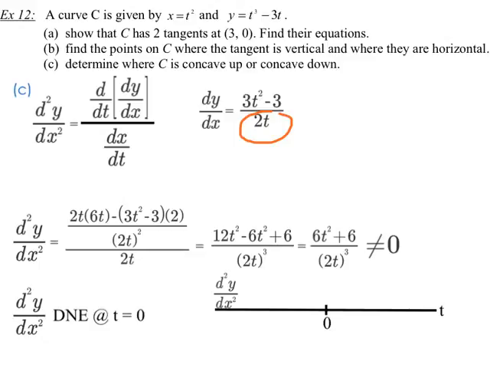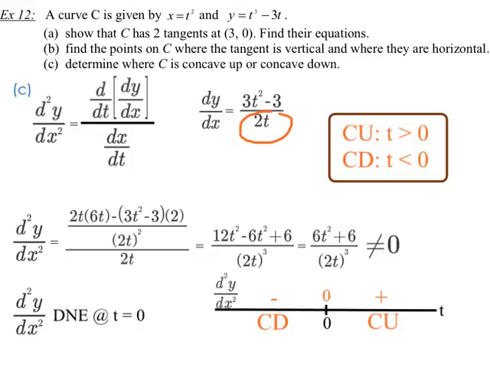Okay, so the second derivative is positive when t is greater than 0. It's negative when t is less than 0, meaning that the curve will be concave up when time is greater than 0 and concave down when time is less than 0. Okay, and we just need to give this information in a good way, so let's label that. Okay, so we're concave up when t is greater than 0 and concave down when t is less than 0.